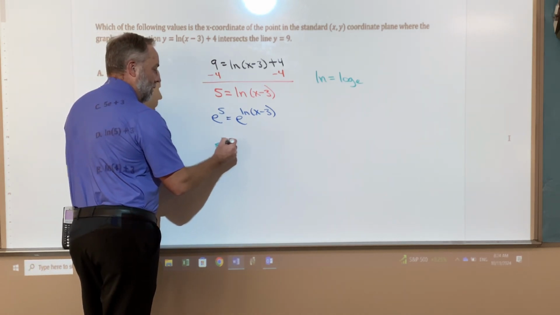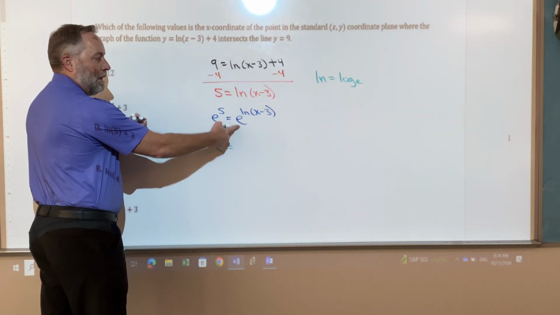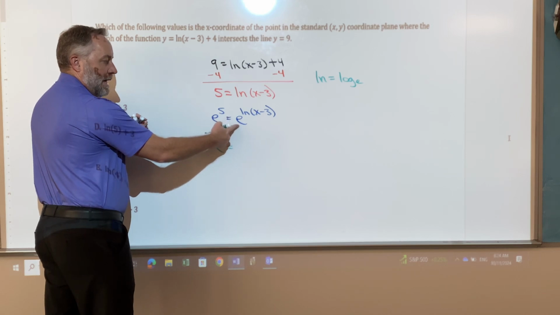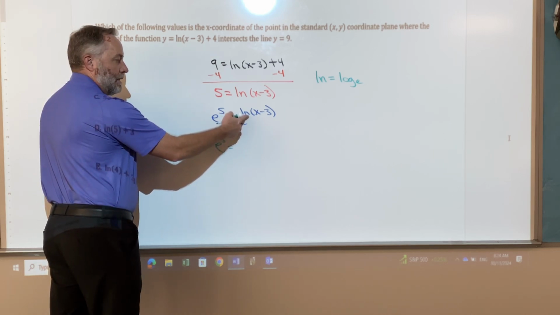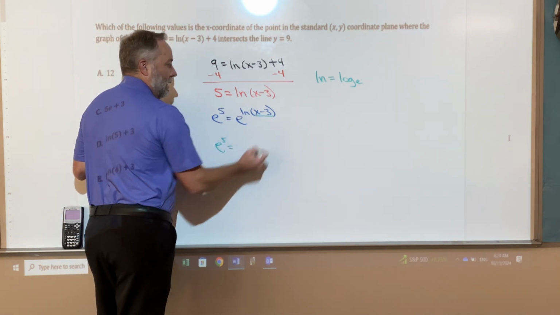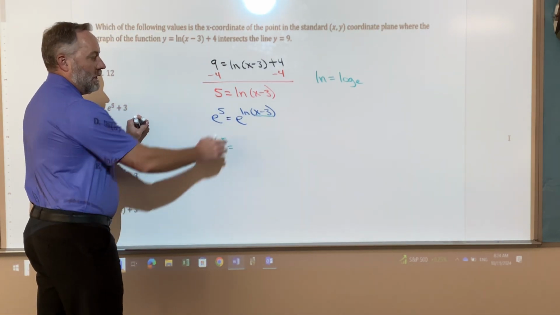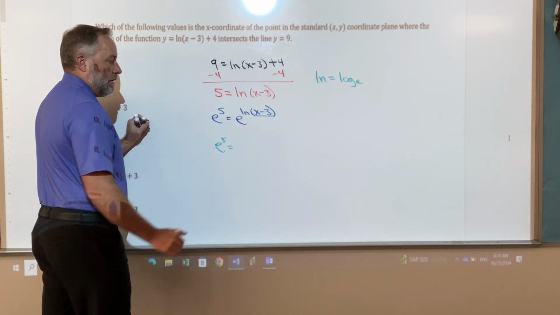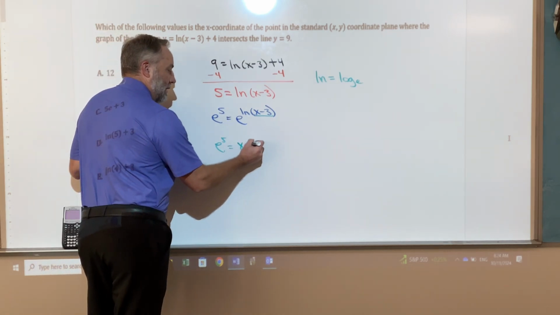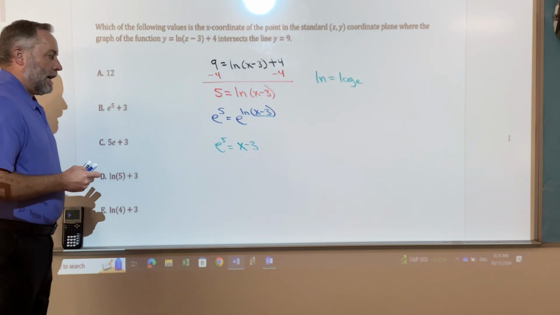This could be a number if we put that into a calculator, but let's just leave it as e to the 5th power. And then an exponent raised to its logarithm of the same base will just become the argument. So the e and the natural log are inverse functions of each other, so they undo each other, leaving us with just x minus 3 on the right side.